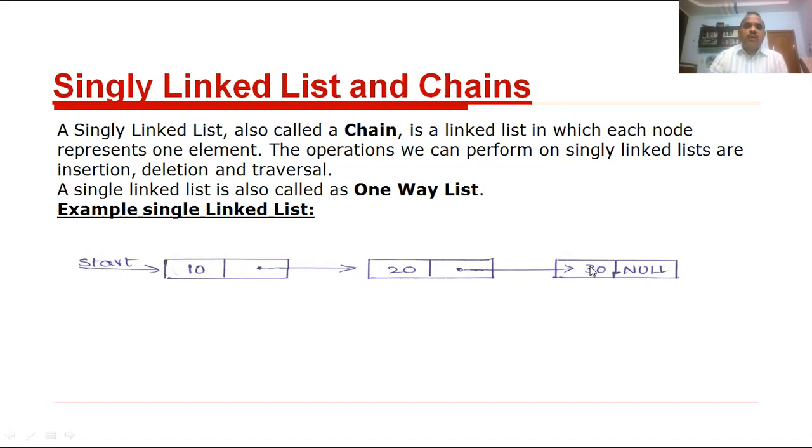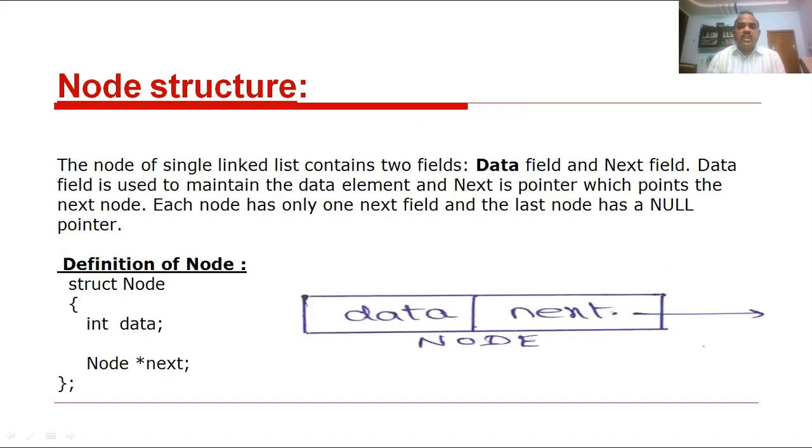Clear, all of you? How to create a node? What is the general syntax of creating a node? The node of a single linked list contains two fields. The first is the data field and the second is the next field. So the node of a single linked list contains how many fields? Two fields.